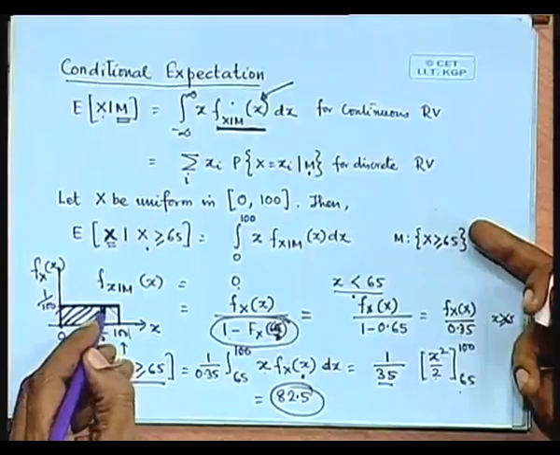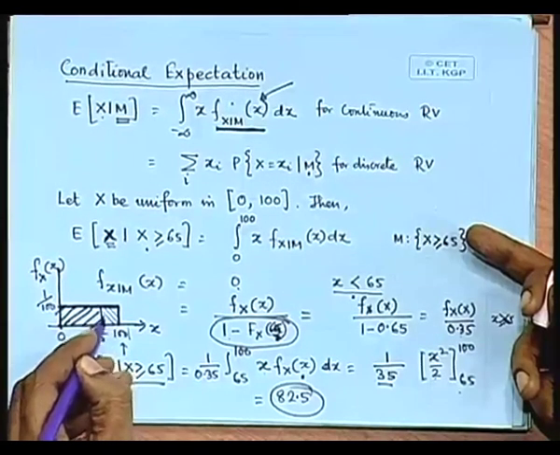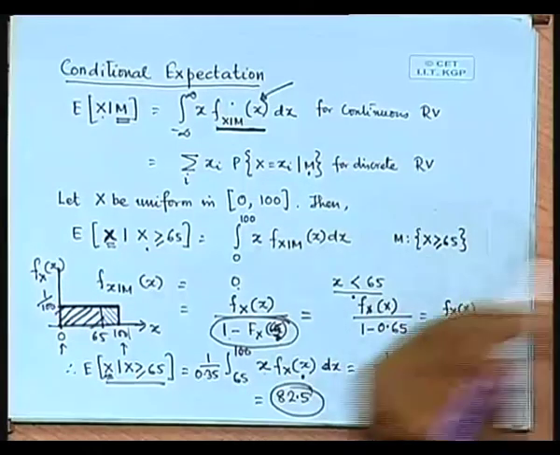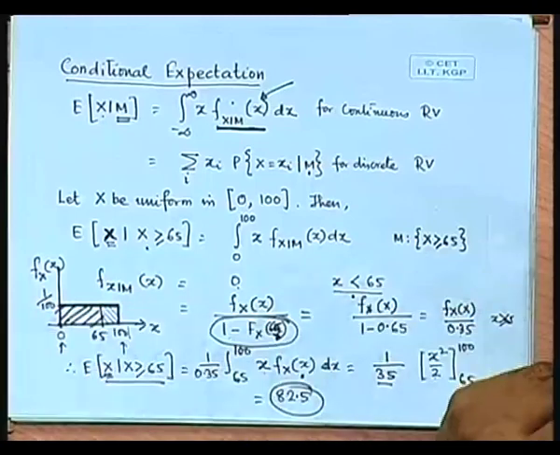So, this is the probability density function. If you pick a random person from the street, what is the probability that his age is going to be greater than 65? Obviously, it is going to be this one. So, it is going to be 0.35, correct, 100 minus 65 times 1 by 100.